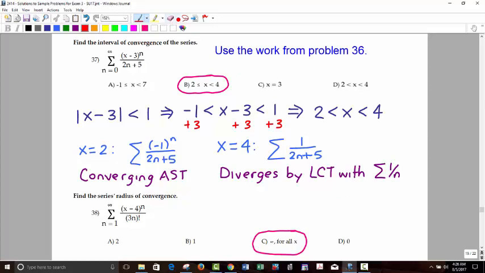Obviously, if more than one works, I don't have to show them all, but I like the LCT for this one, because that would be the easiest. Just do it with 1 over n. And it's easy to show that that will diverge, because the limit exists, and what you're testing with is diverging, so that does it.